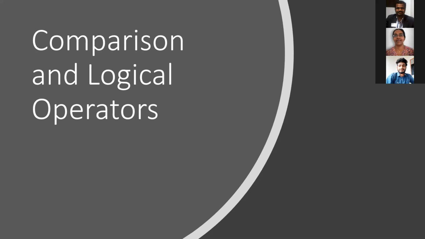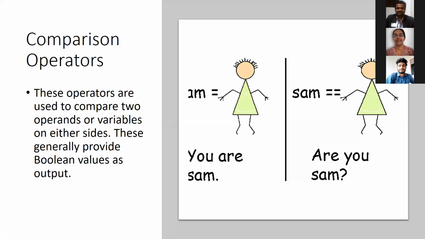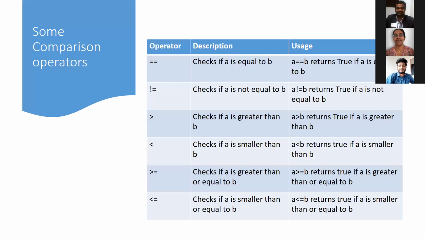So now we go to comparison and logical operators. Basically, these operators are used to compare two variables, which can have any values. These operators will give you boolean values as output. So if I say 5 is greater than 3, it can have only one output, which is true. That is what you get from these comparison operators: greater than, less than, double equal to. We will see that. So these are the examples.